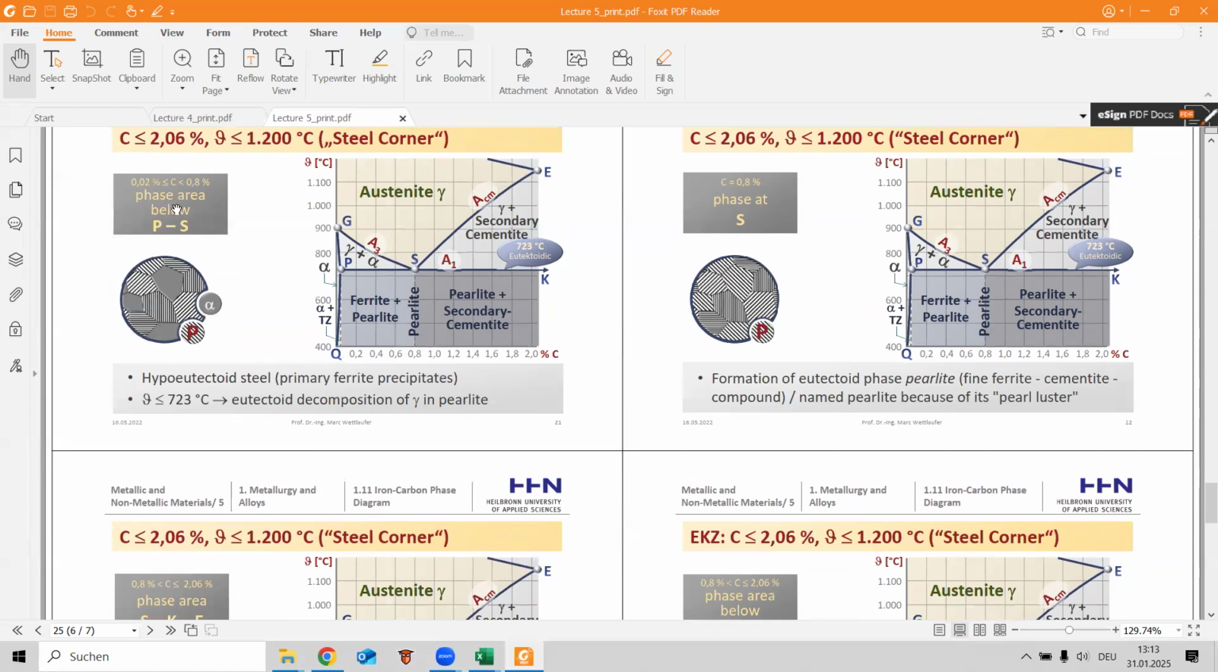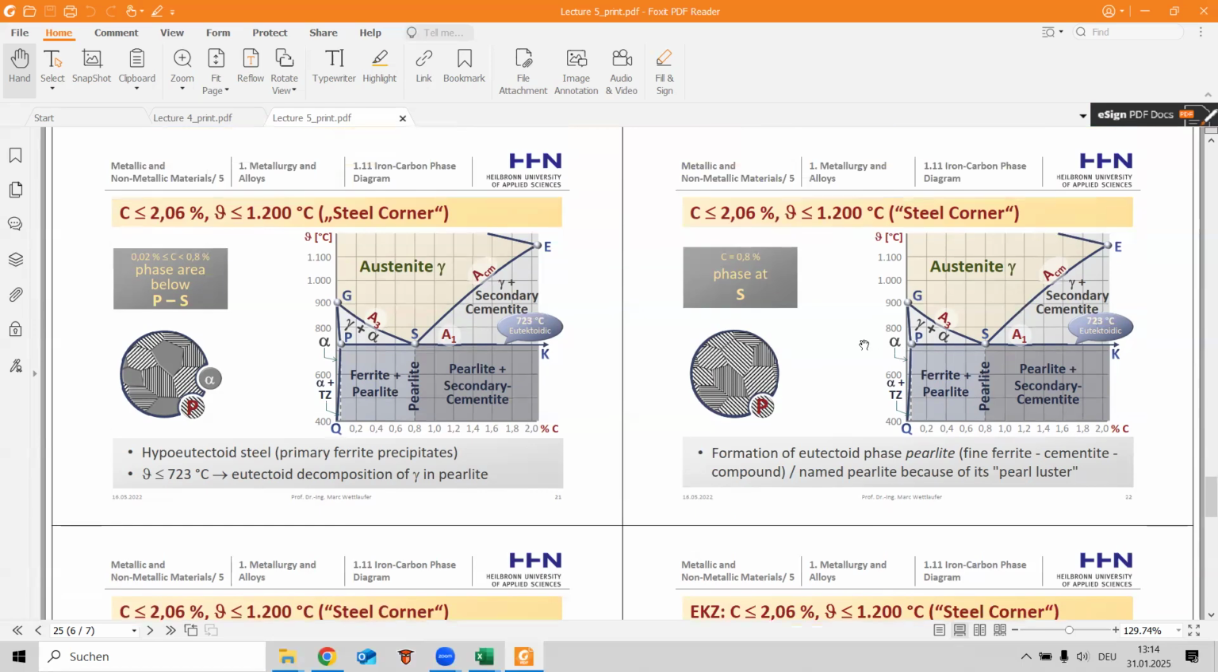Here we have the phase area PS, hypoeutectoid steel. Ferrite precipitates. Eutectoid decomposition of austenite in the area below PSK, which is pearlite. Formation of the eutectoid phase pearlite, a ferrite and cementite compound.